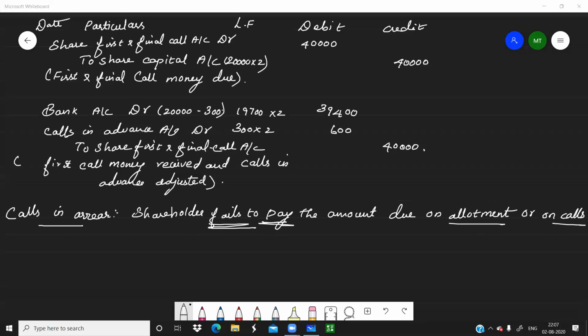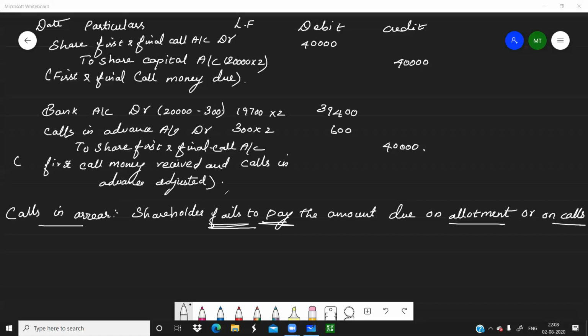Calls in arrear. So first, by not opening calls in arrear account: under this method, amount unpaid by shareholders remains in the respective call amount until the amount is collected or the shares are forfeited. Okay, so not opening calls in arrear account இருந்திருக்கும்.